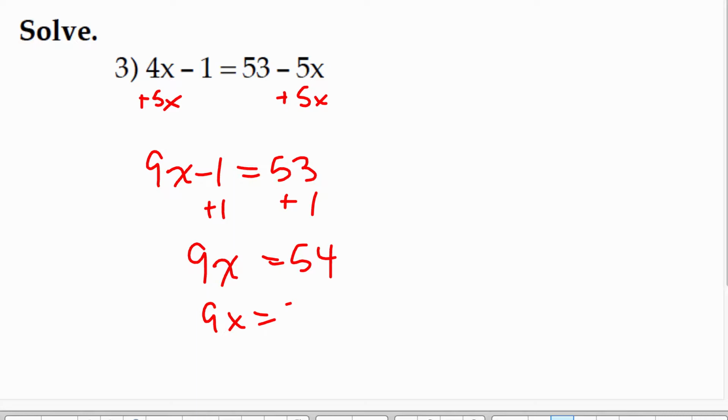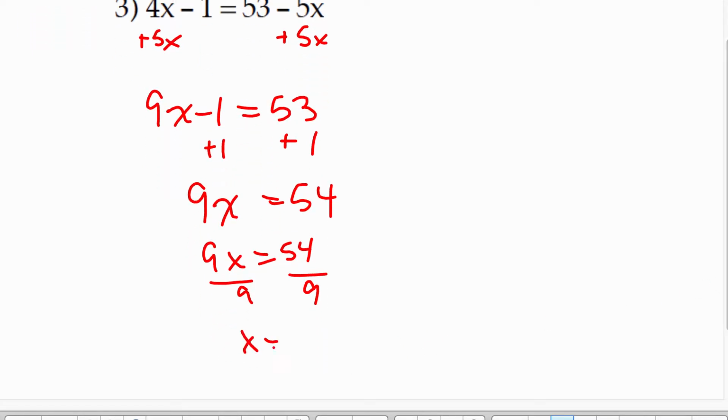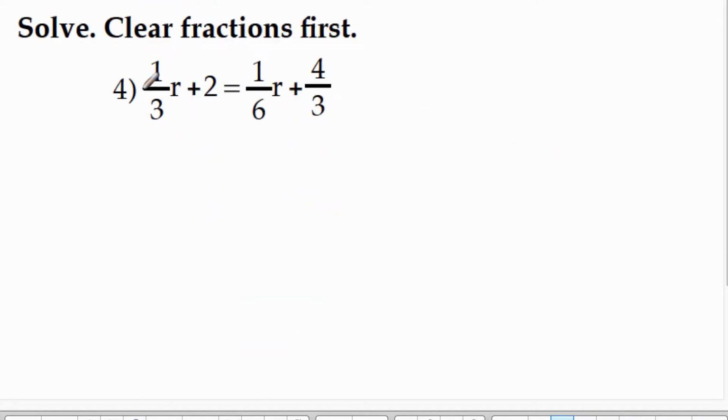Lastly, I'll use the division principle. So divide both sides by 9, and x, I'll put it down here. So then x is equal to 6. Okay, question 4. Solve. If I need to solve an equation that has denominators in it, I can use the clear the fraction rule. I call it the I hate fraction rule.